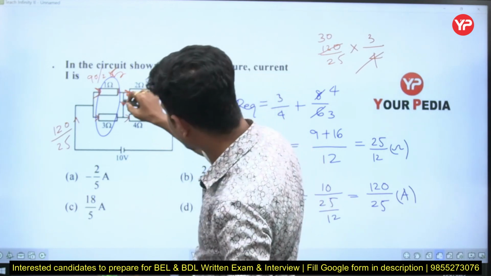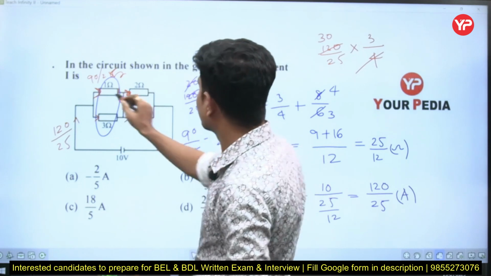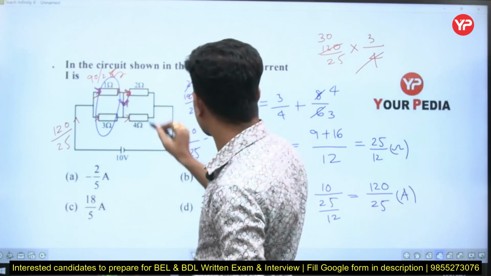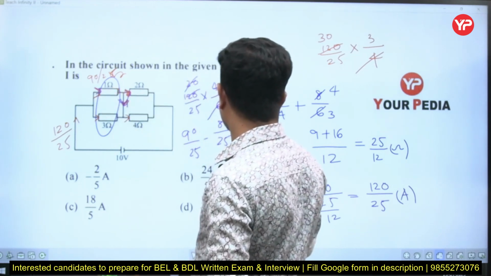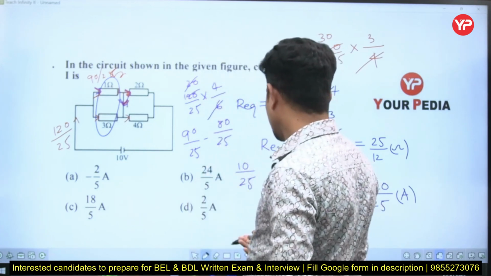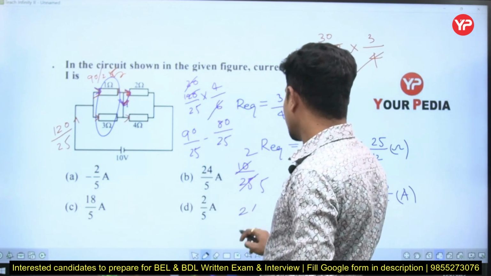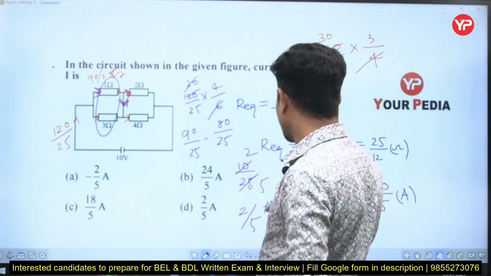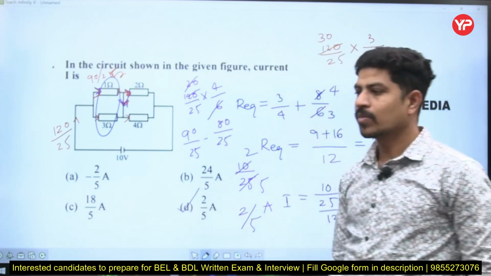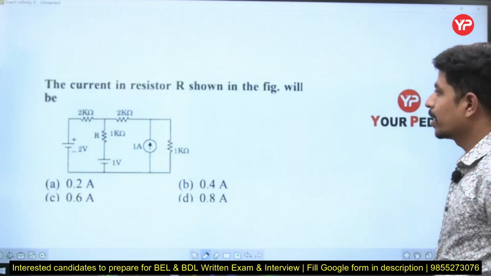So the current that is going to this one is 90 divided by 25, the previous current. This current minus this current will be this current. How much is it? 10 divided by 25, that is 2 by 5 amperes. The option is D. Option is D for Delhi, right? Let's go to the next question.